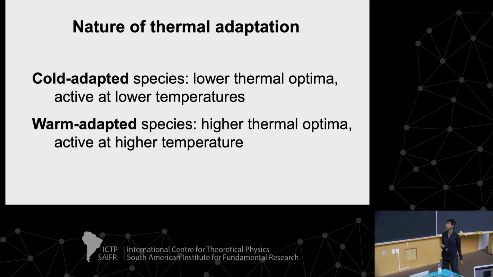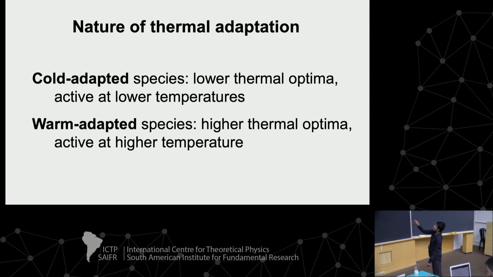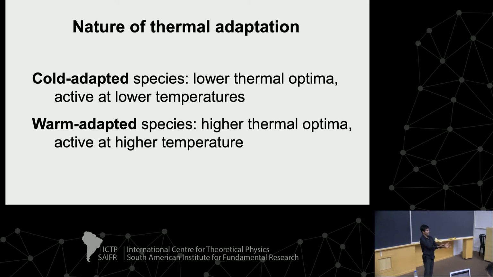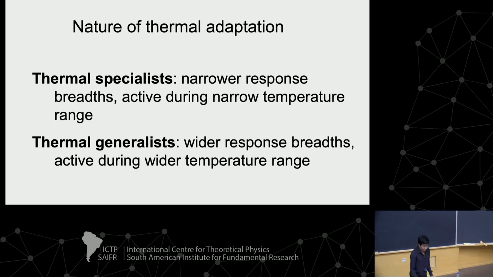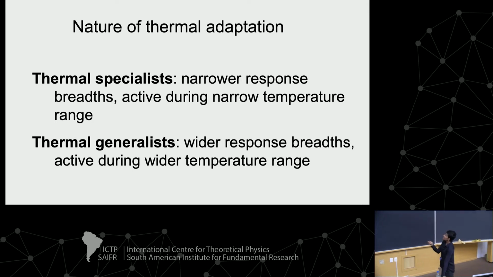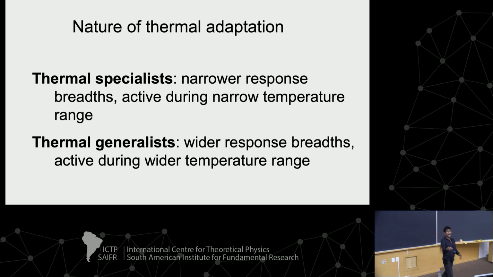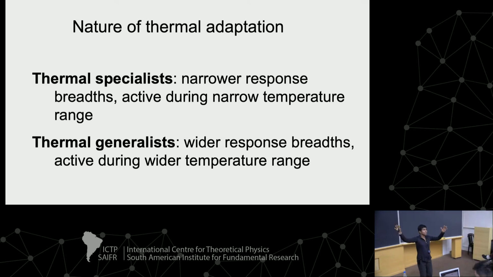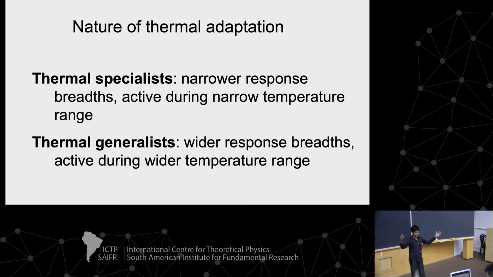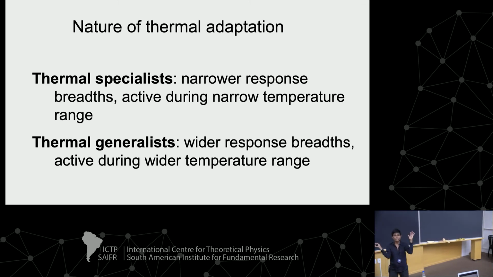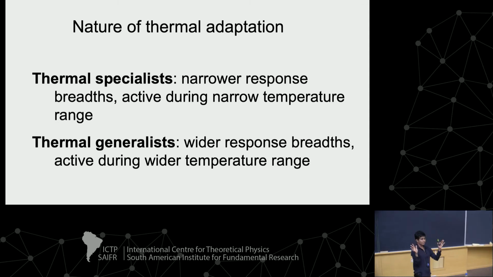Now, the nature of thermal adaptation. There are two dimensions to this. It's very interesting. Cold adapted species generally have lower thermal optima. Makes sense, right? They are better at colder temperatures, and they're active at lower temperatures, obviously. Warm adapted species have higher thermal optima, and they're active at higher temperatures. Now, the second dimension to thermal adaptation is thermal specialists, which have a narrower response breadth, meaning they are active only during a narrow temperature range. Lots of species are like that, as opposed to thermal generalists, which have wider response breadth and are therefore active over a wider temperature range. So, these two are really important aspects of thermal adaptation.